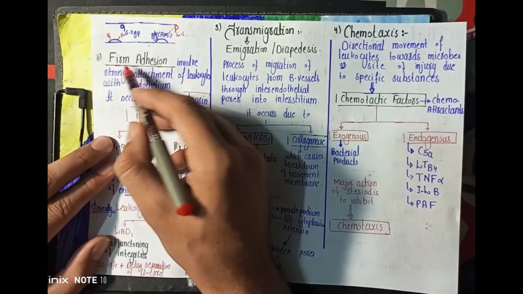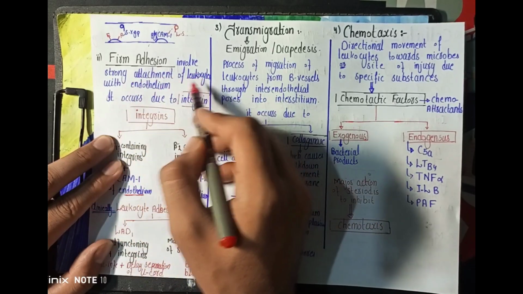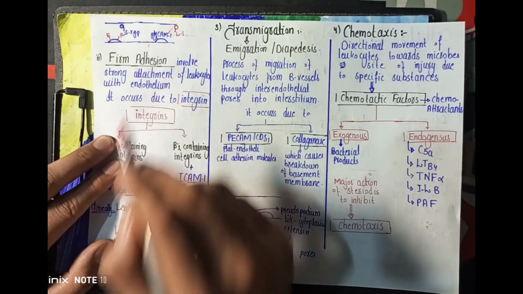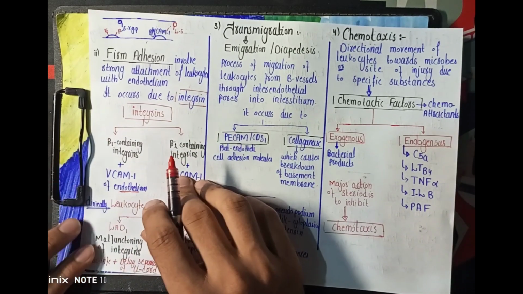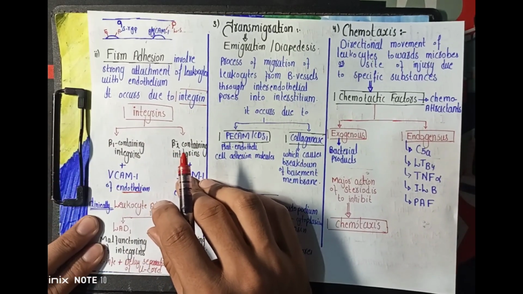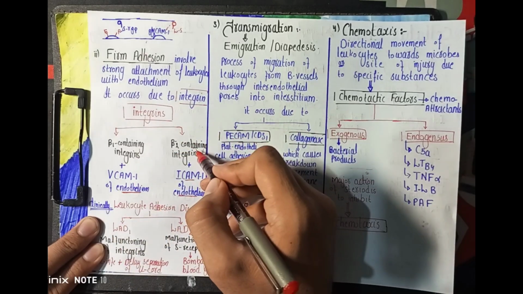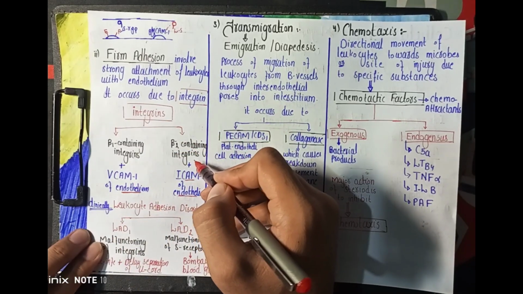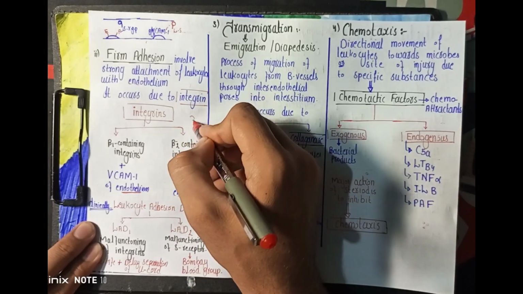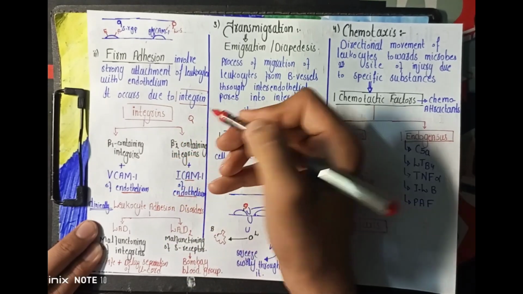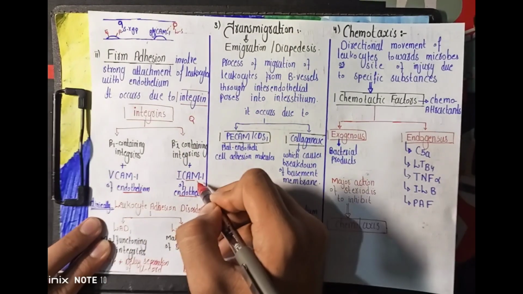After loose adhesion, firm adhesion occurs, in which there is a strong attachment of the leukocyte with the endothelial cell. Firm adhesion occurs due to integrin molecules, which may be beta-1 containing integrins or beta-2 containing integrins. These integrin molecules are present on the leukocyte, and they complement with the VCAM molecule or the ICAM molecule.